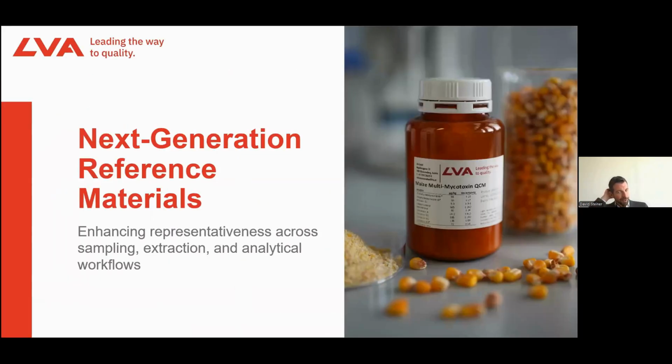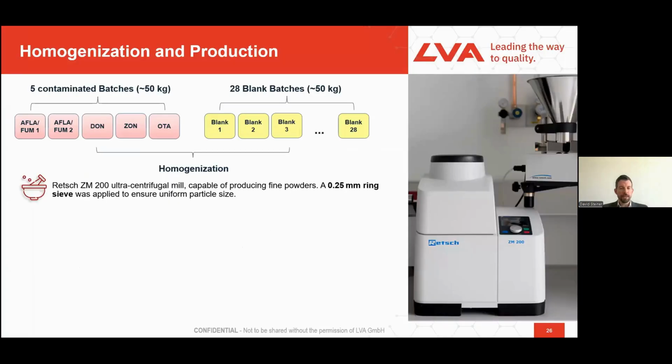All right, so far we have mainly looked at liquid or neat reference standards. Now let's move one step further and take a look at matrix-based reference materials. So starting with our first matrix-based reference material, we decided to prepare or develop a maize-based matrix material, as it is one of the most relevant and widely used matrices in mycotoxin analysis.